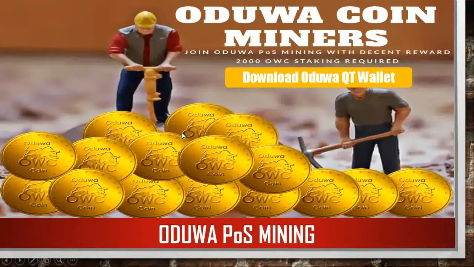Those of you that have a laptop or a computer, you can download the QT wallet, the mining wallet, and mine OduwaCoin. OduwaCoin uses proof of stake mining, which means that you just hold your coin in your wallet and it will start working for you. It's more energy efficient than Bitcoin. Bitcoin uses a method called proof of work, which means that you need to buy expensive equipment, plug it into your computer, and leave it on continuously.